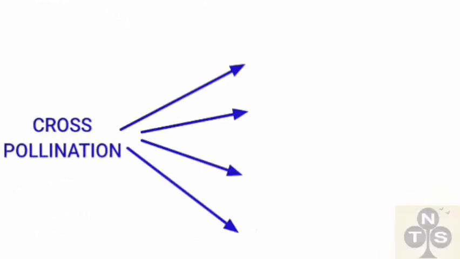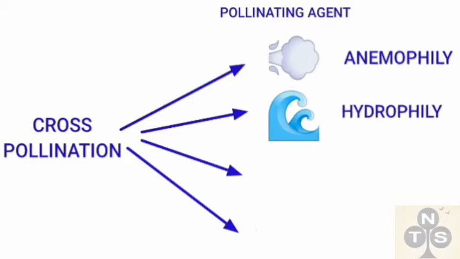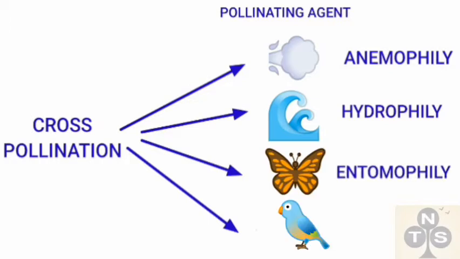Cross-pollination is of different types depending on different types of pollinating agents. When the pollinating agents are air and water, they are called anemophilic and hydrophilic flowers respectively. When the pollinator is an insect, they are called entomophilic flowers, and bird-pollinated flowers are called ornithophilic flowers. Different types of flowers show a great variety of floral adaptations according to their modes of pollination.